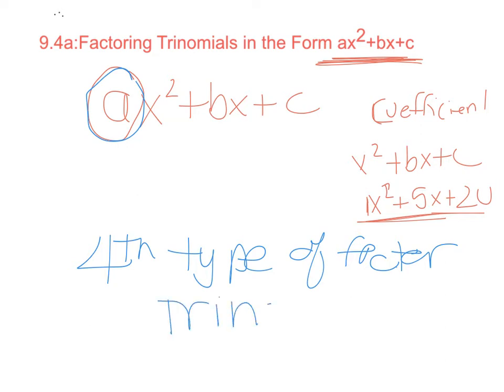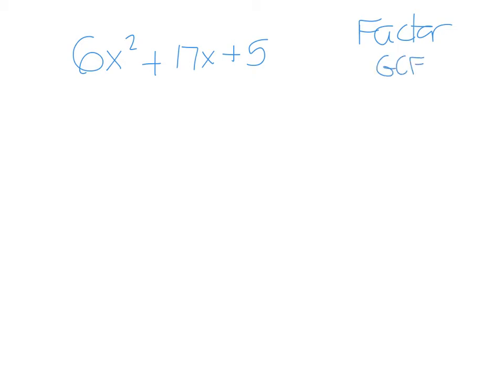It's again for a trinomial because there are 3 terms. There will be 3 terms, but there will be a coefficient in front of that first term, like 6x squared. So that is the first example that we're going to do. It starts with 6x squared plus 17x plus 5, and it says to factor. And I have to think to myself, there are 3 terms, I'm looking for a GCF. So every time you start to factor, look for a GCF first. This one doesn't have one.